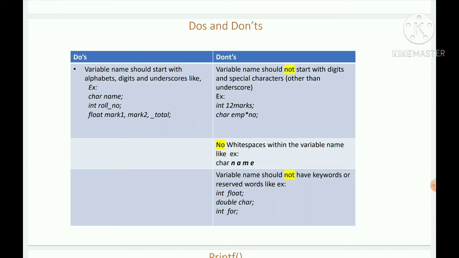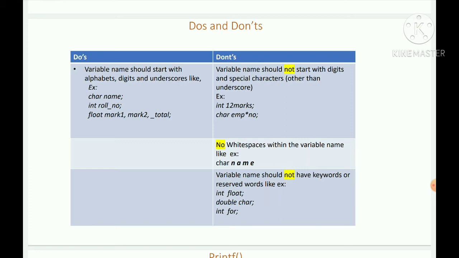In the next example, you see char EMP*NY. Again, the C language won't accept this star special character. It will accept only the underscore special character. The next rule is no white spaces within the variable name. In the example, char is the data type and for the name I just give N space A space M space E. If you give it this way, C won't accept it because it does not accept white spaces in between the variable name.